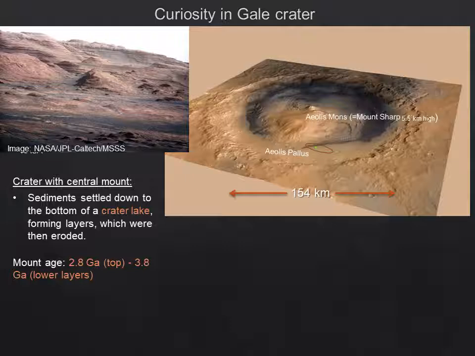Over time, layers of sediments carried into the lake by fluvial networks settled down at the bottom of the lake. And when the lake dried up, the sedimentary layers were eroded, and this mound is all that is left of them. This is a view of Mount Sharp taken by the Curiosity rover from the ground. The age of this mound has been estimated at 3.8 billion years at the bottom, to 2.8 billion years at the top.